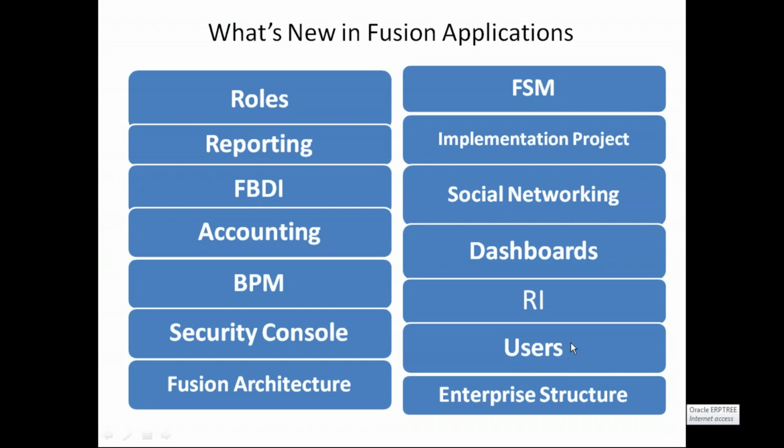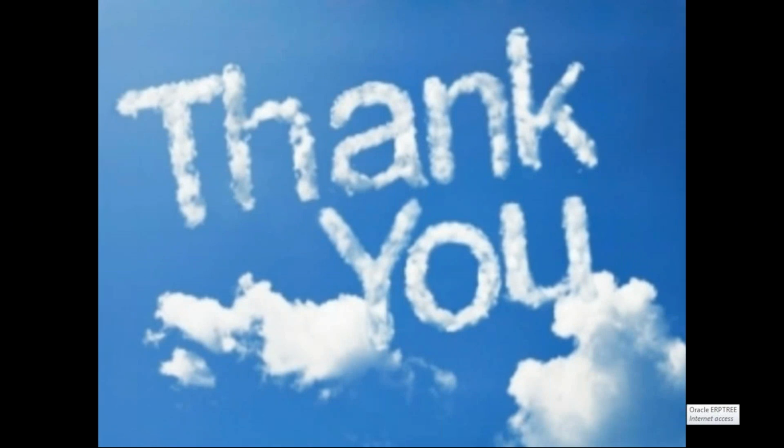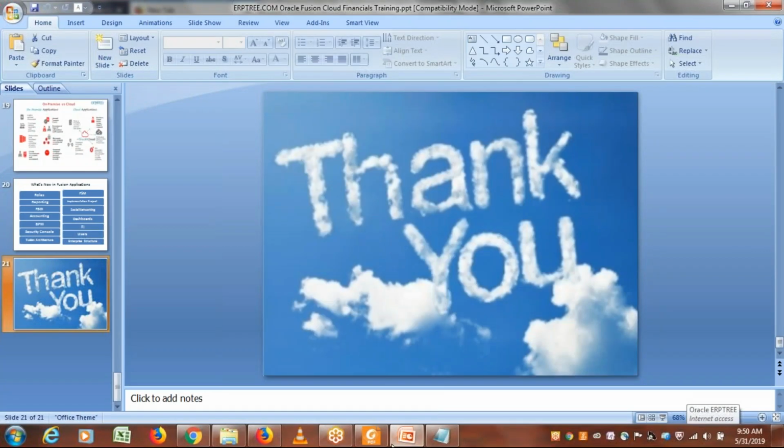And users: when I talk about users, here users are classified as implementation user and employee user. What is the difference? What sort of behavior the users will have, we'll discuss at a detailed level. Enterprise structure: in EBS we call it multi-org structure, in Fusion we call it enterprise structure. There is some slight difference compared with EBS. Those points we'll discuss.